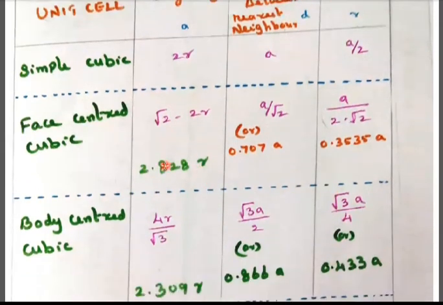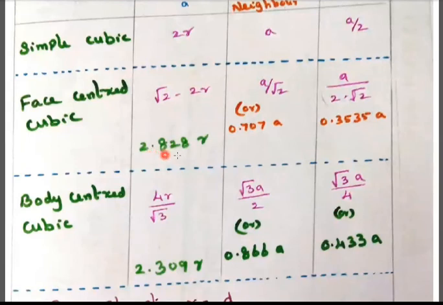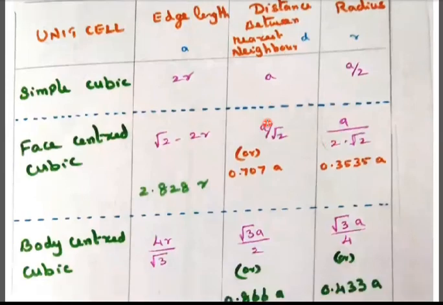So please learn this by heart. For FCC we see 2.828 r, for BCC 2.309 r. For distance, 0.707 a and 0.866 a. For the radius of the face-centered cubic, 0.3535 a, and here 0.433 a. You please learn this by heart; it will be easy for you to find the formula as well as the value of the radius, the distance and the edge length, everything.